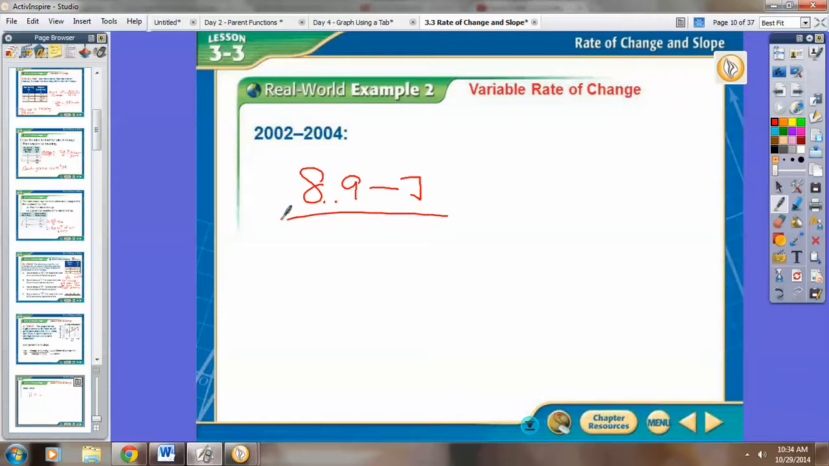Couldn't you just make a chart? You could have, yes, you could have made a chart, a table.